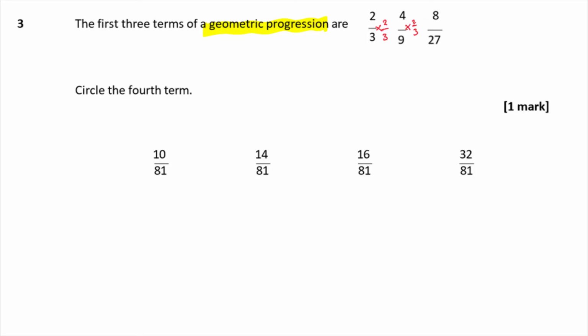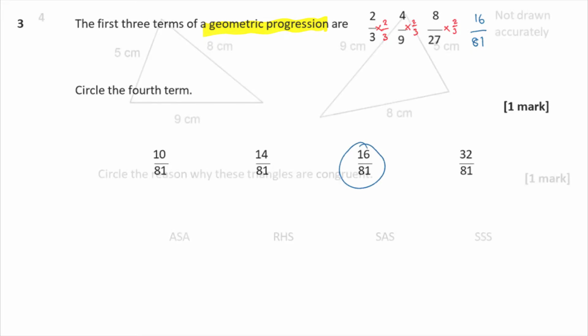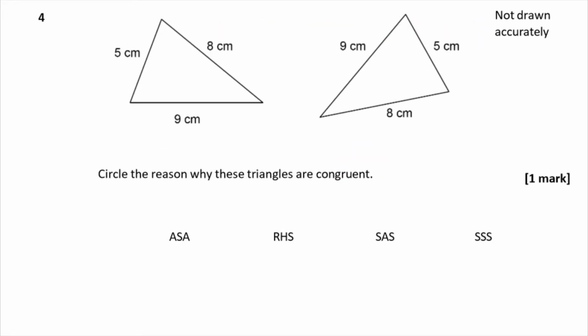So I should be able to get the fourth term by multiplying through by our common ratio of 2/3. So 8 times 2, well, that is 16, and 27 times 3, that is equal to 81. Okay? So this is a progression with first term 2/3, common ratio of 2/3, and that makes the fourth term 16/81.